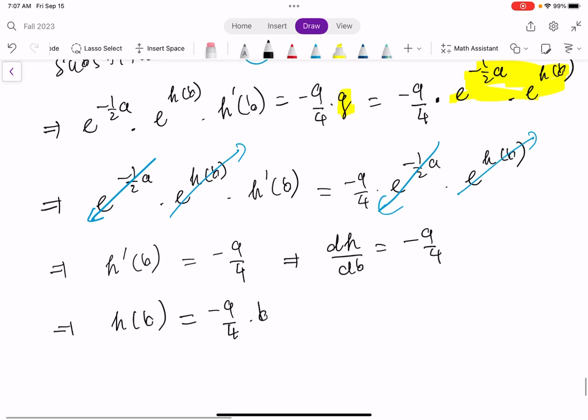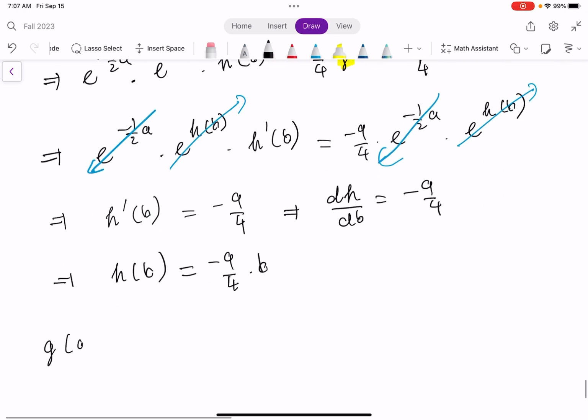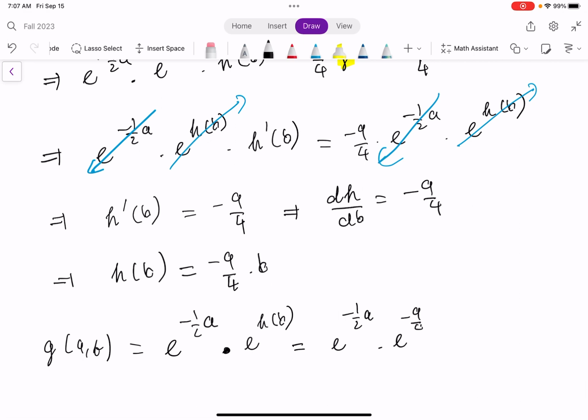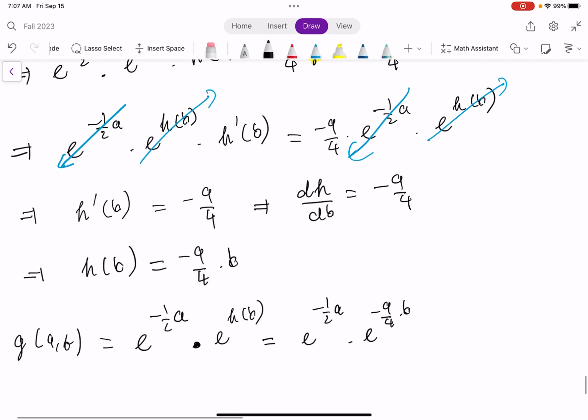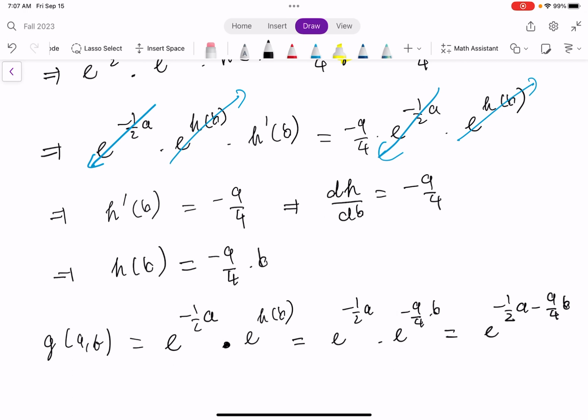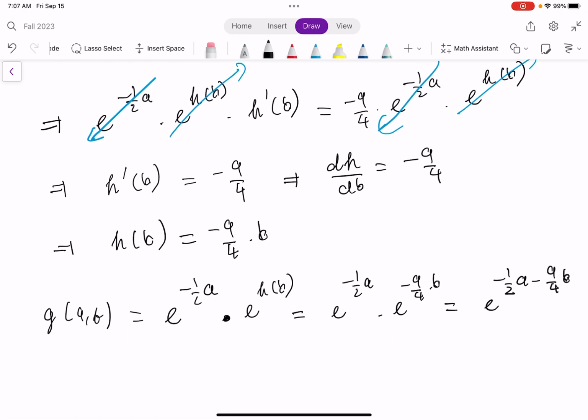So what's our chi as a function of a and b? In conclusion, chi is e to the power of negative 1 over 2a times e to the power hb, right? So now you have hb already, so it's just e to the power negative 1 over 2 times a times e to the power of negative 9 over 4 times b. And if you want to make it look better, just add them up. So negative 1 over 2a minus 9 over 4b. Okay, so we got our chi. That's it. That is exactly what we're looking for.